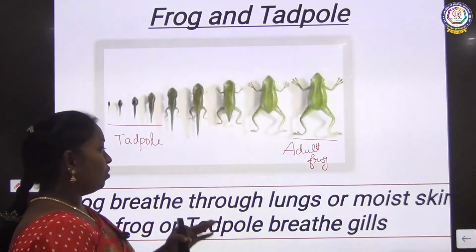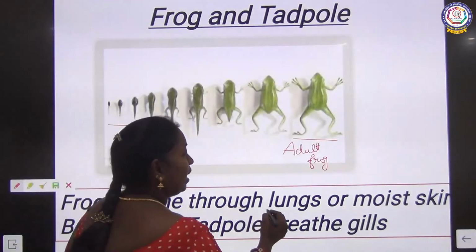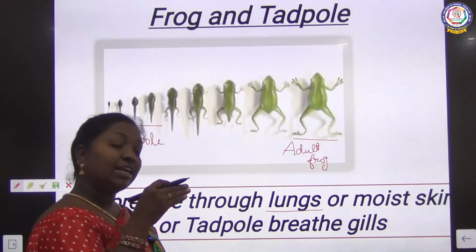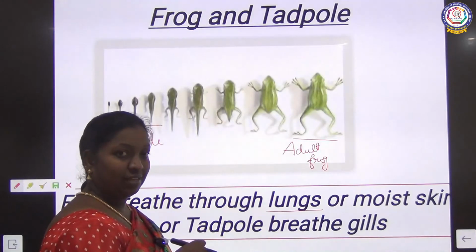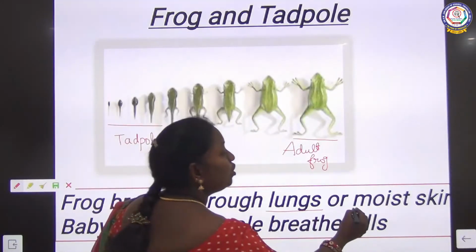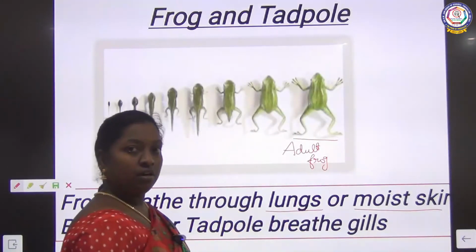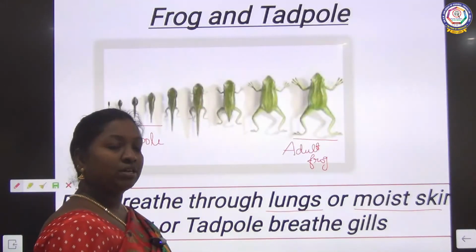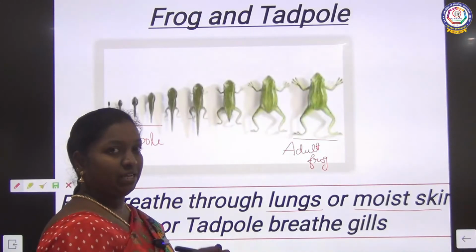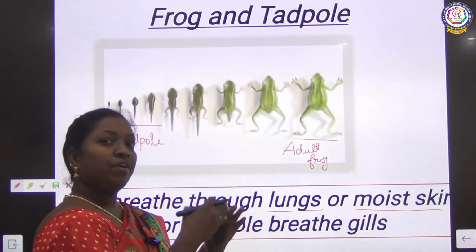When it is on the land, it uses lungs. When the adult frog is on the land, it will use the lungs. When the same adult frog is going to live in water, it uses moist skin. Moist means wet. Water content will be there on the body surface. With that, the frog will breathe. That is the case of the adult frog.